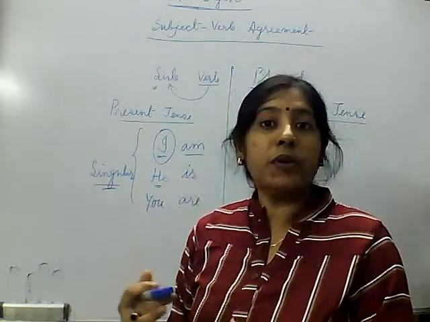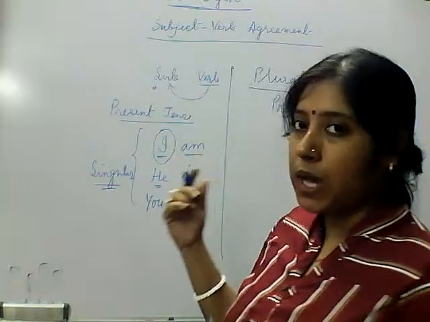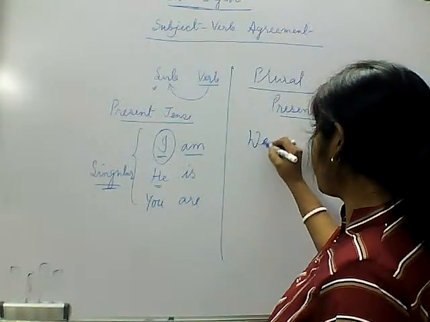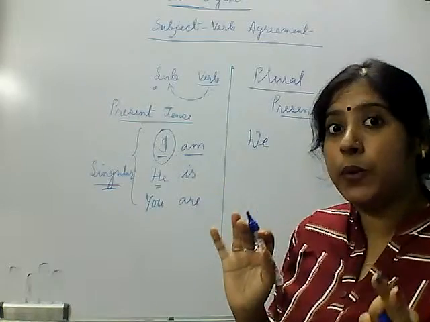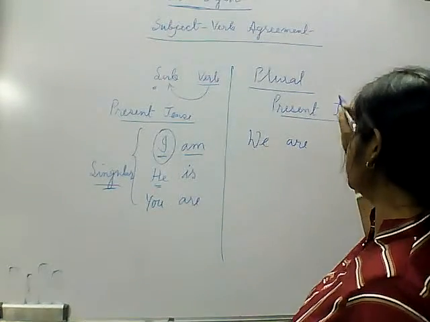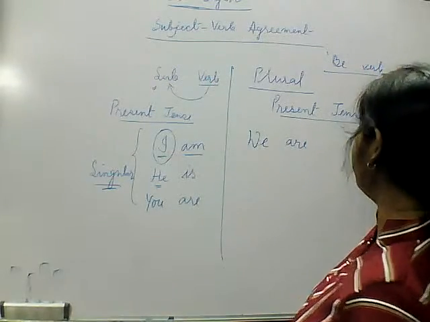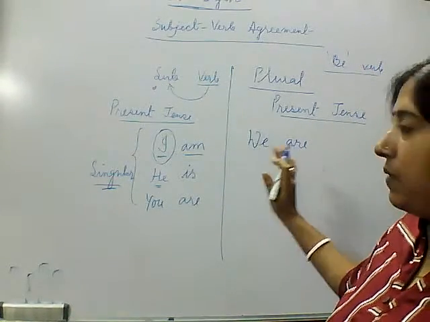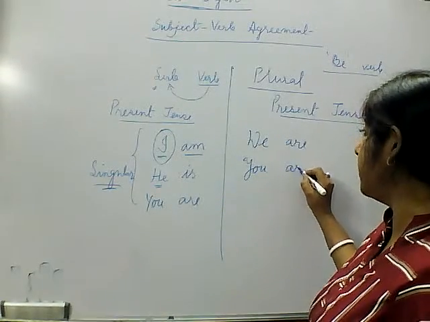Now I am talking about when the subject is plural. Now plural is what, "we." Then whatever verb we are using will be plural only. Then we, of course, "are." It is present tense and we are using the be verb form. We are. If it is second person "you," then the verb will also be "are."